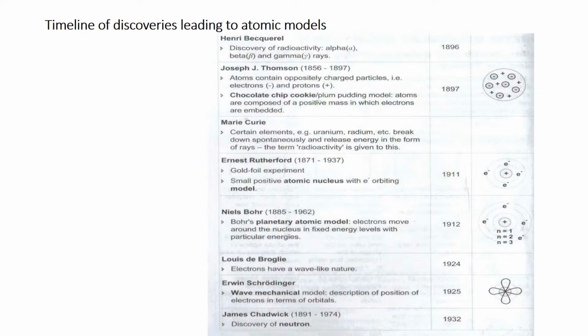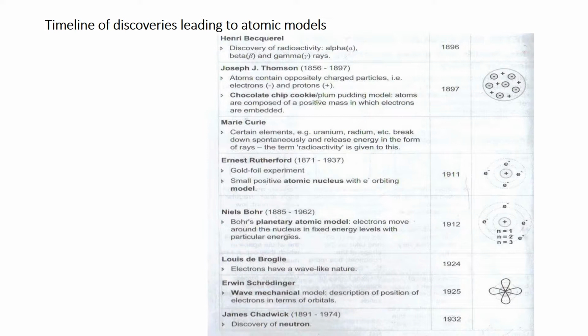And you also need to know that J.J. Thomson, or Joseph J. Thomson, came up with the plum pudding model, in which he said that atoms contain oppositely charged particles, electrons and protons, and electrons are negatively charged and protons are positively charged. And then he said that atoms are composed of a positive mass in which electrons are embedded, and that is his model on the right.